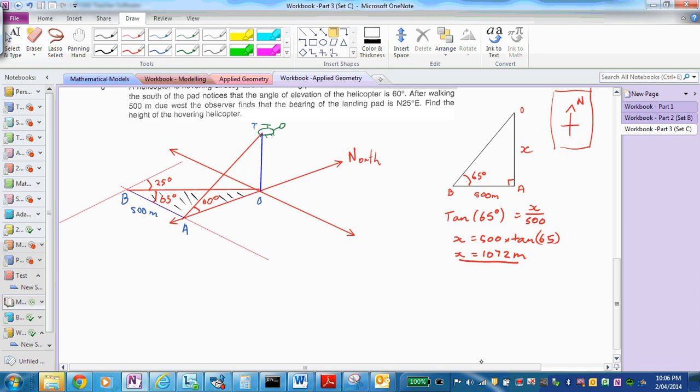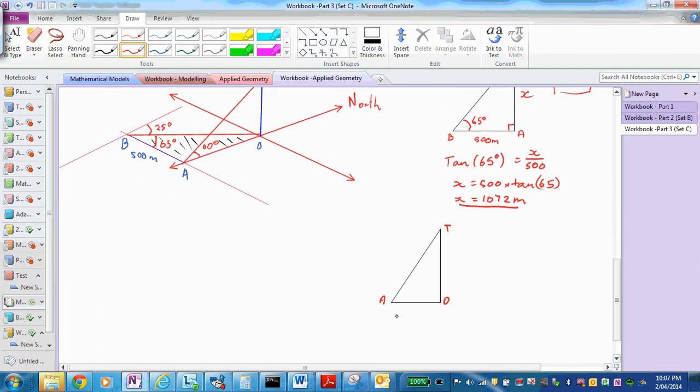So let's draw a triangle. I'll do that very quickly. I've drawn triangle AOT up to the top of the helicopter, and there's the landing pad. Now we know that this distance from here is 1072 metres. We know that the observer is looking up at 60 degrees. And now we want to find the height.